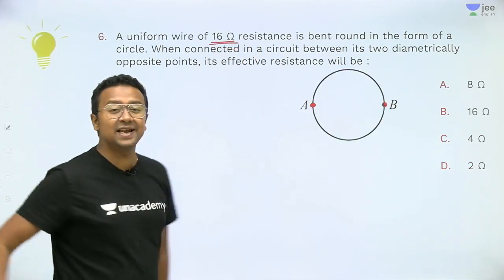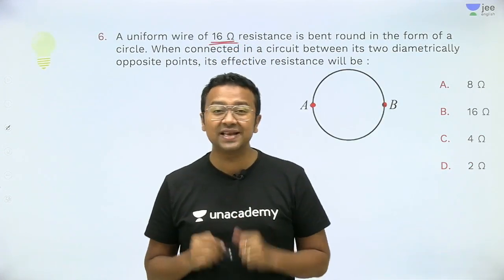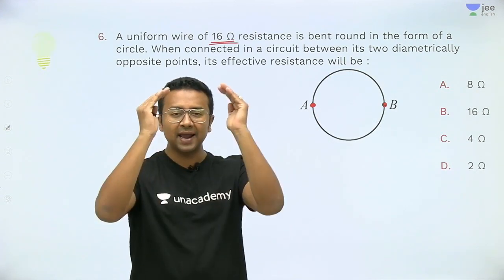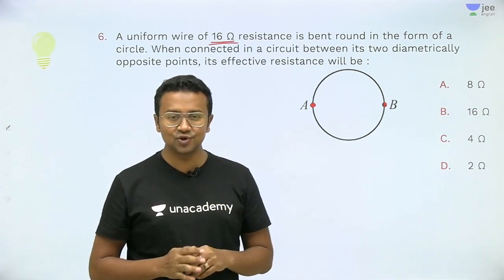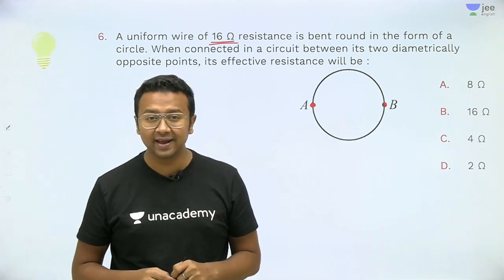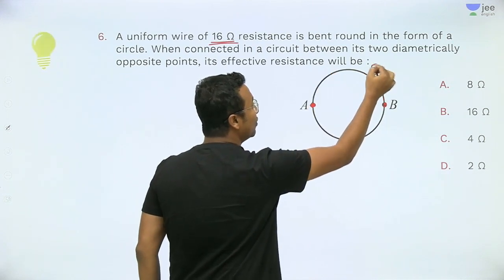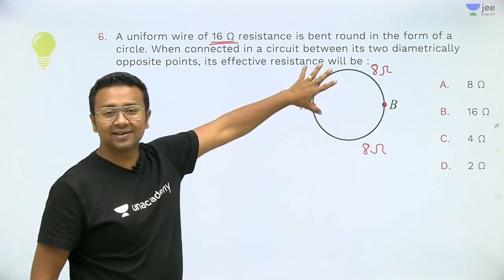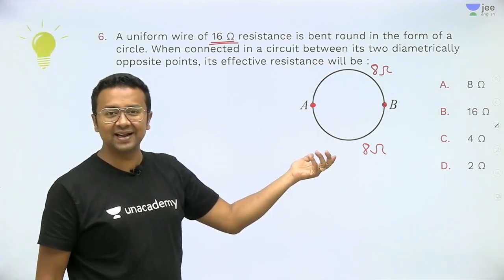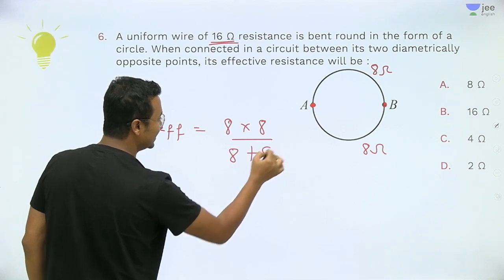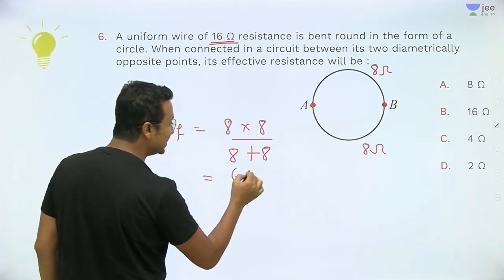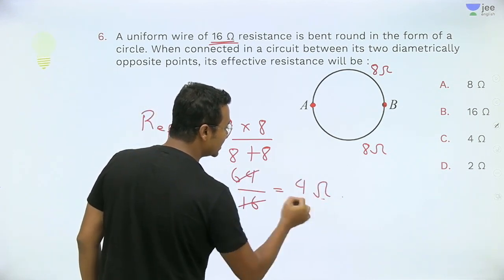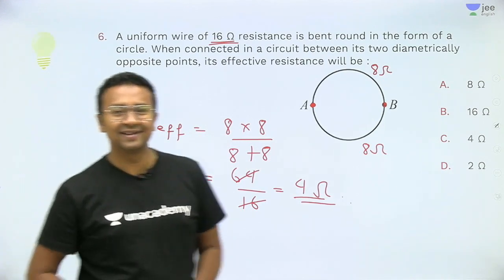A wire of 16 ohm resistance. We have got a wire of 16 ohm resistance. So what will be the resistance of the top part? Top part and bottom part, both of them should have the same resistance. Don't you agree? So this part will have a resistance of 8 ohms. This will also have a resistance of 8 ohms. And they are in series or parallel? They are definitely in parallel, so 8 times 8 divided by 8 plus 8. That is 64 divided by 16. That will be equal to 4 ohms. Such a simple one, isn't it?